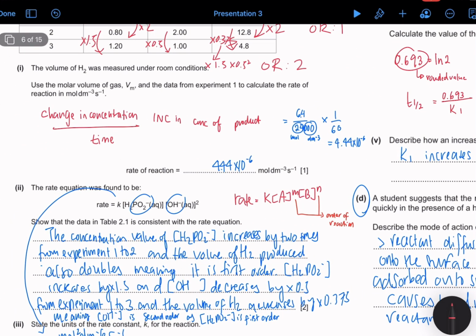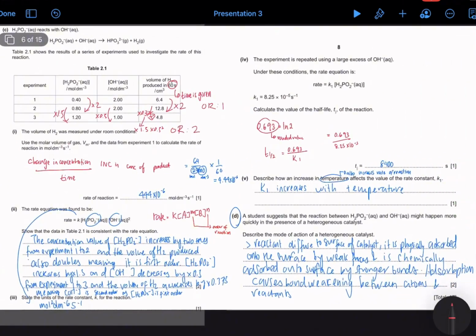Okay. The rate is found to be k[H2PO2⁻(aq)][OH⁻]². The OH⁻ is squared because that one would be your second order. Show the data in table 2.1 is consistent with the rate equation. Again, we can see here that the concentration of H2PO2⁻ increases by 2 times for experiments 1 and 2, and the volume of H2 produced also doubles, by the way. Here, it doubles. So this gives indication that this one is first order.